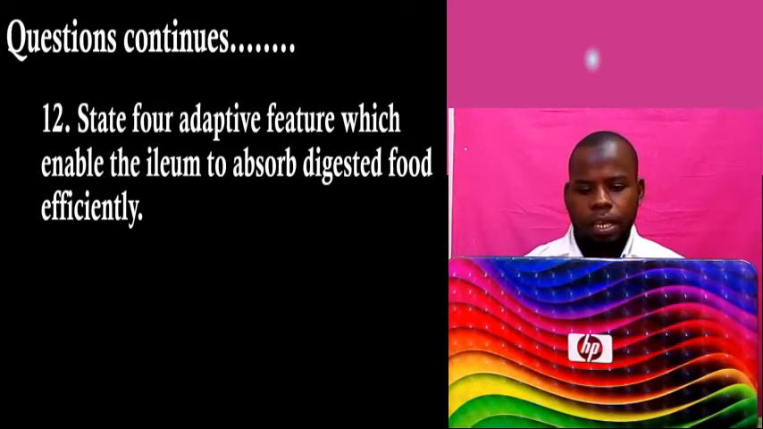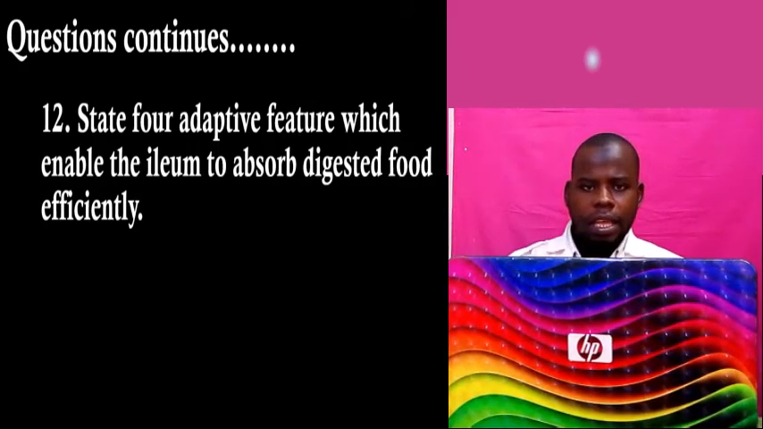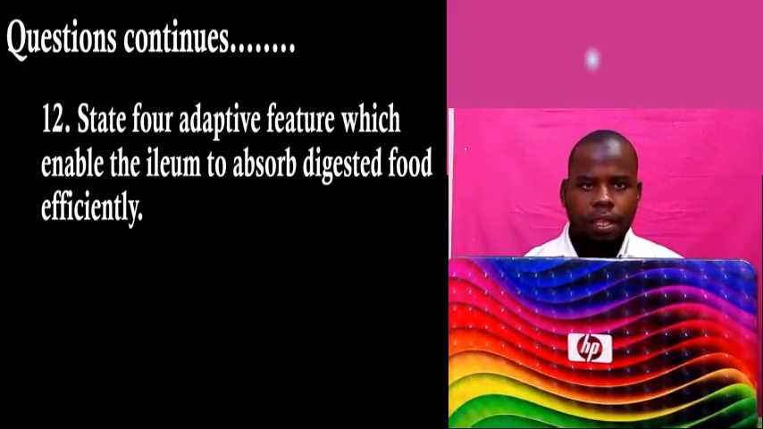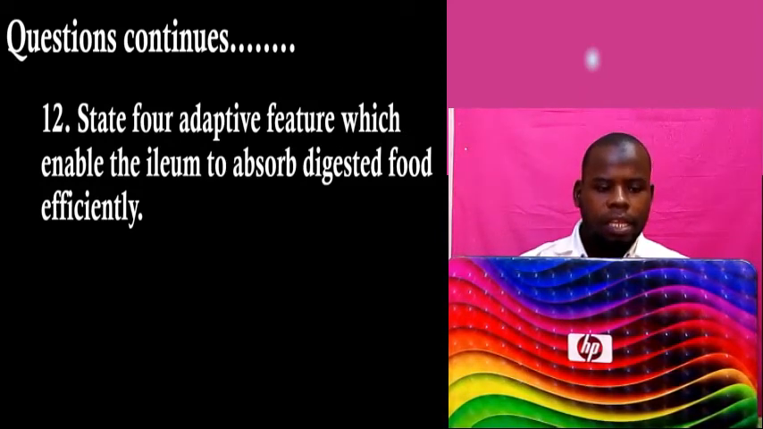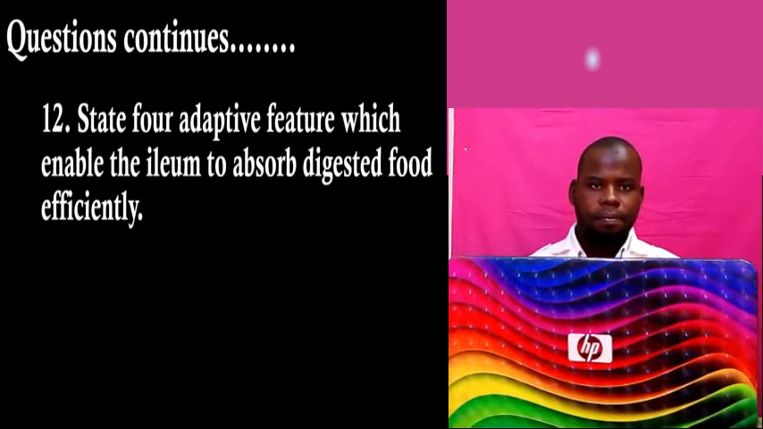State 4 adaptive features which enable the ileum to absorb digested food efficiently. Part of this question can be: what is the part of digestion where food is absorbed? The absorption takes place in the ileum. So in order for the ileum to perform its function, we meet question 12. State 4 adaptive features which enable the ileum to absorb digested food efficiently. How can it absorb the food? There are features which support it to absorb digested food efficiently. Do you catch me? That is the meaning of that question.